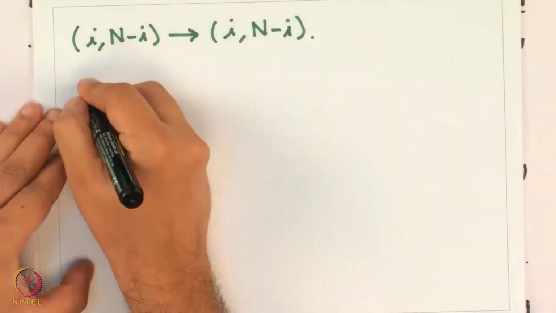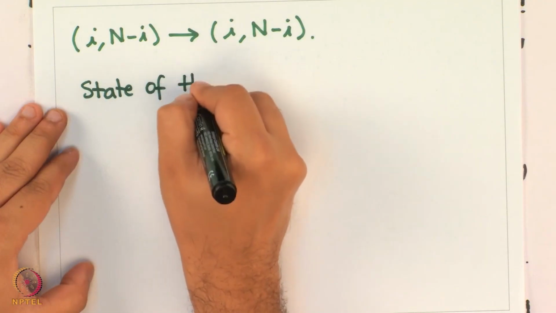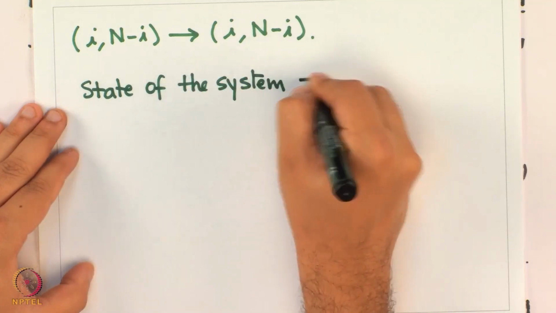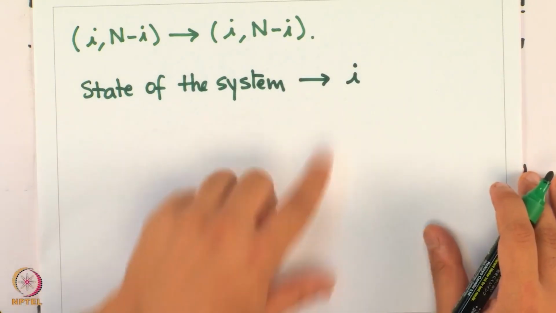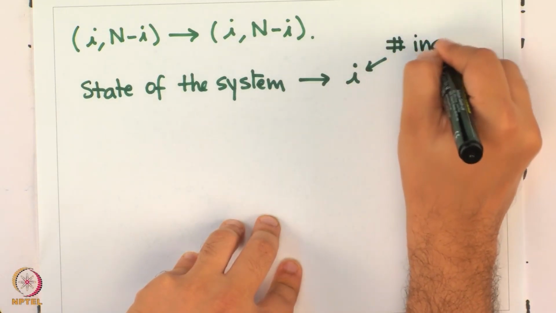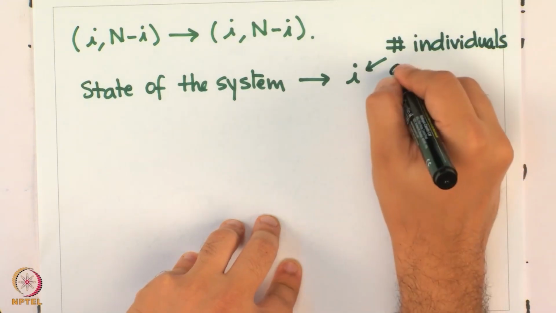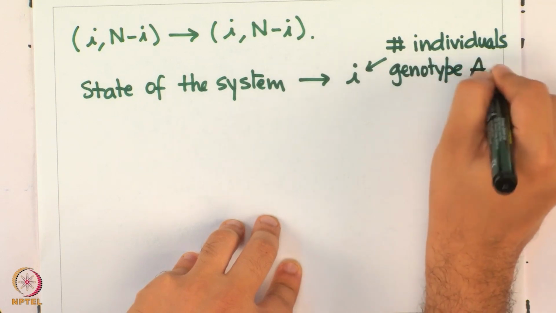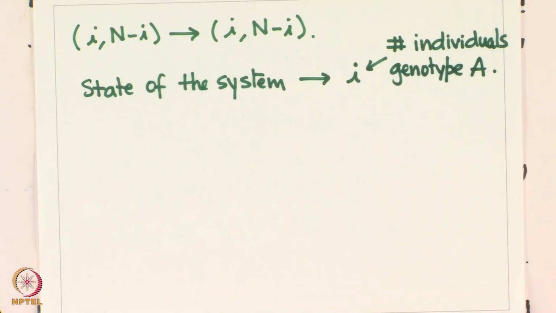The way we are going to represent this is that we have seen that the state of the system can just be represented by a single variable I, because this I will represent the number of individuals of genotype A. Given an I, we automatically know that the number of individuals of genotype B is just going to be n minus I. So we can define the state of the system by just one variable, and we don't need to specify the number of A individuals and B individuals. Just by giving the number of A individuals, we automatically subtract that from n and we get the number of B individuals.